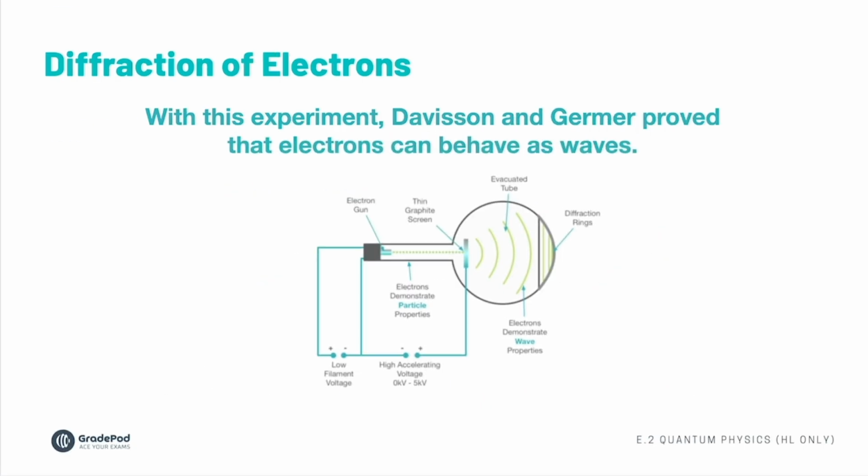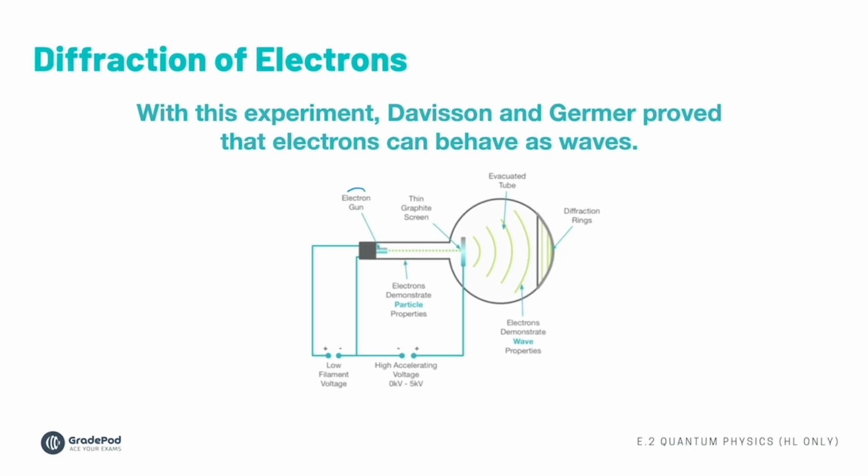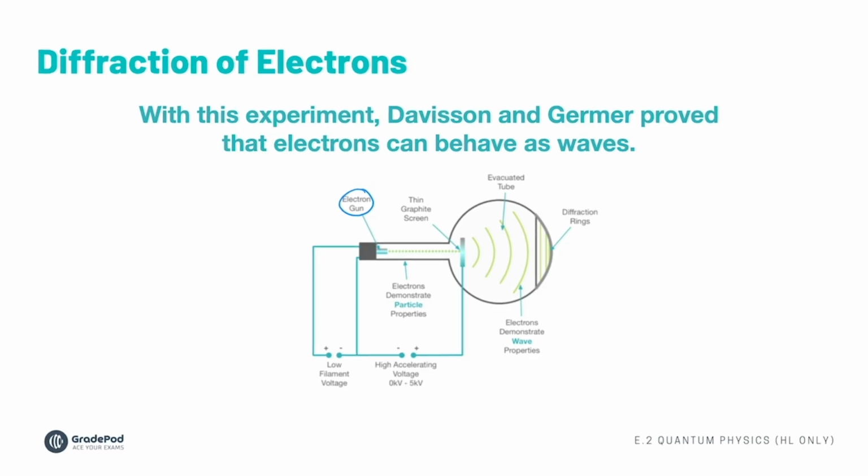And it's this experiment setup that Davisson and Germer used to prove that electrons can behave both as particles and as waves. In this experiment, we start with an electron gun. And this electron gun is going to fire out electrons. Those electrons are fired out as particles, little small, hard balls. And they're accelerated from a negative plate towards a positive plate. That acceleration is provided by a high accelerating voltage below.